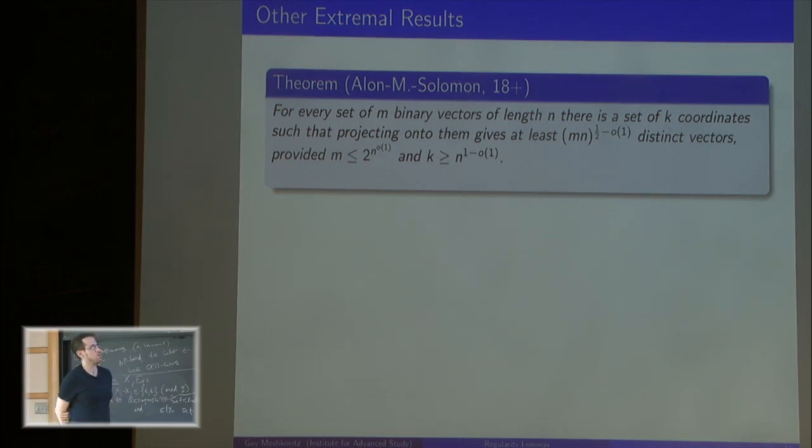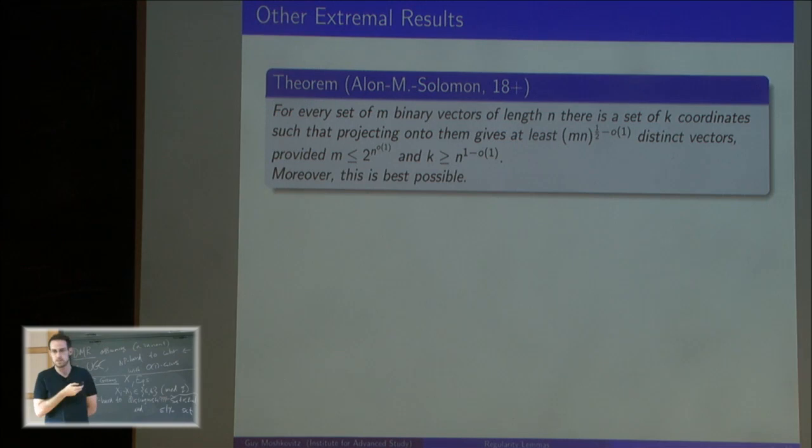So it turns out that there is always at least m times square root of n distinct projections for some clever choice of a set of coordinates to project on. And assuming that m is sub-exponential, this is what our proof gave, and k is not too small. And as it turns out, this is best possible. So there is a construction of a set of binary vectors which shows that you can't get anything better than this bound. So whenever projections of vectors come up in your research, maybe try to use something like that.